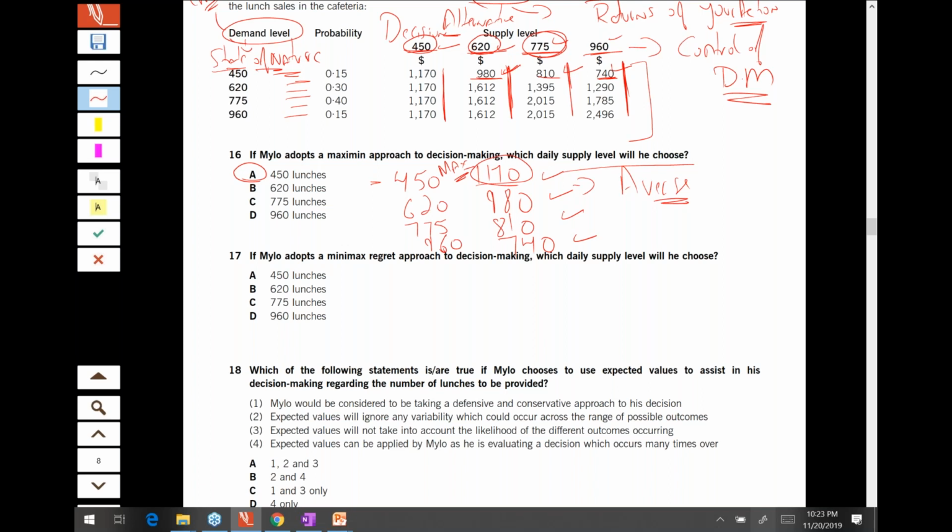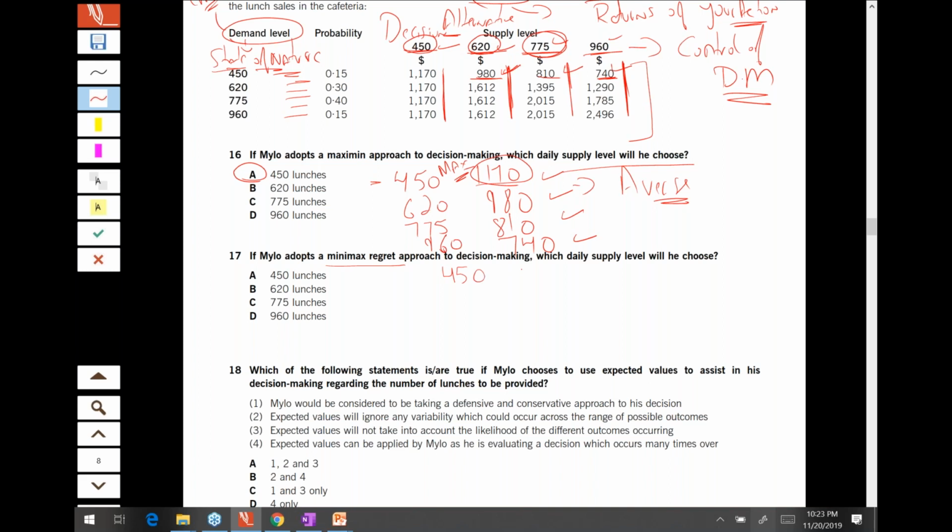Then comes the minimax regret approach. Are you all with me? For this, we need to make a regret table, very much similar to the payoff table. So how will we make a regret table? Let me just show you.